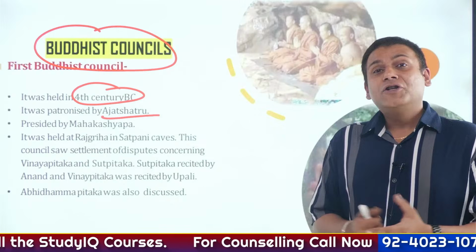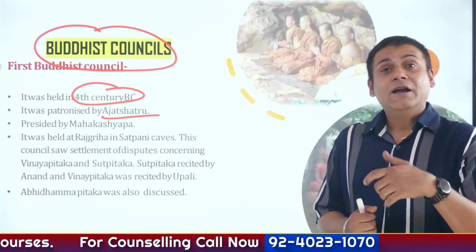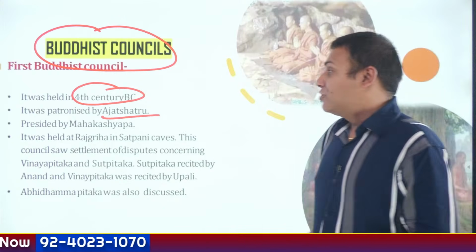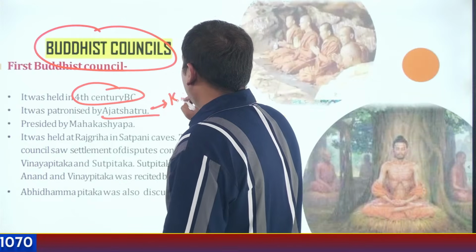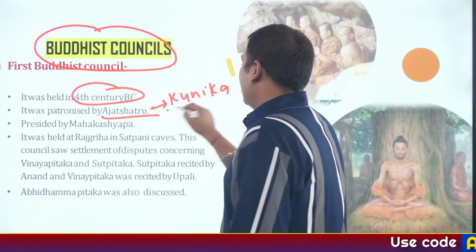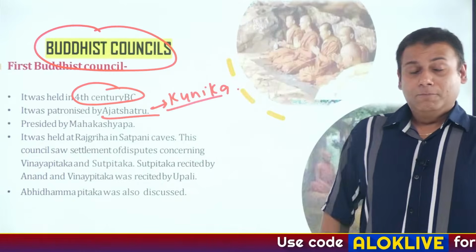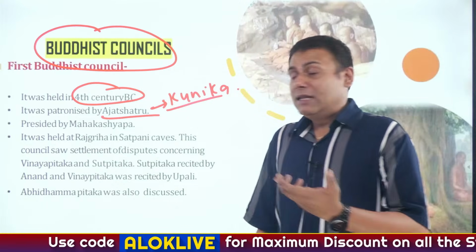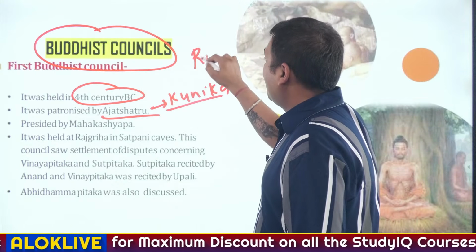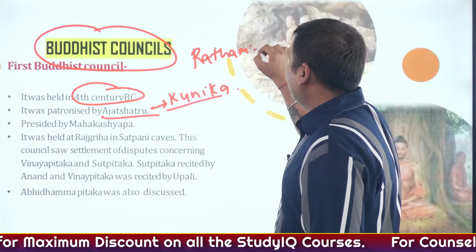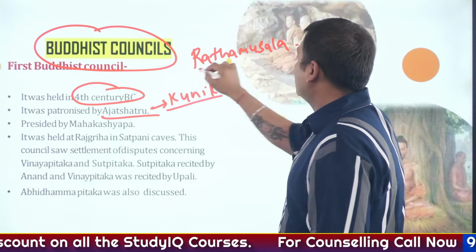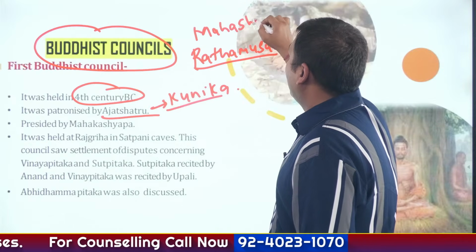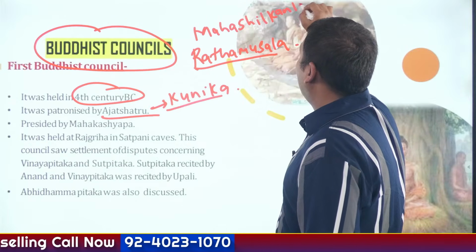Now, many historians believe that Bimbisar was killed by his own son Ajatashatru. Ajatashatru's original name was Kunik. Apart from this, it is believed that Ajatashatru invented 2 important weapons. Please keep on noting down along with me. One was Rath Musal and the second one was Mahashil Kantak. I repeat, Rath Musal and Mahashil Kantak.